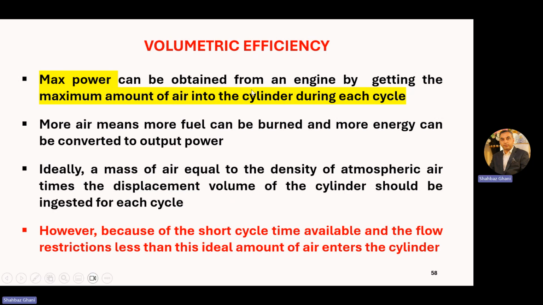Maximum power can be obtained from an engine by getting the maximum amount of air into the cylinder during each cycle. So another way of obtaining maximum power is to induce the maximum amount of air inside the combustion chamber. More air means more fuel can be burned and more energy can be converted to output power. Ideally, a mass of air equal to the density of atmospheric air times the displacement volume of the cylinder should be ingested for each cycle.